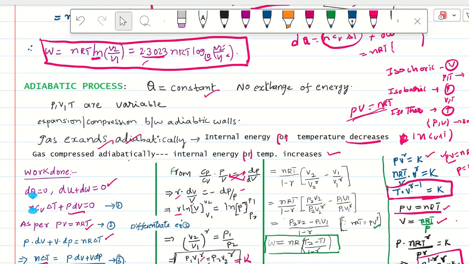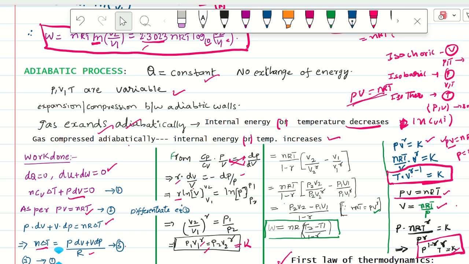So now coming to the adiabatic process. In the adiabatic process, Q is constant. All P, V, T are variable. In isochoric, only PT are variable. In isobaric, VT are variable. In isothermal, PV are variable. Those are Boyle's law, Charles law, and Gay-Lussac law. So now PVT are all variable.